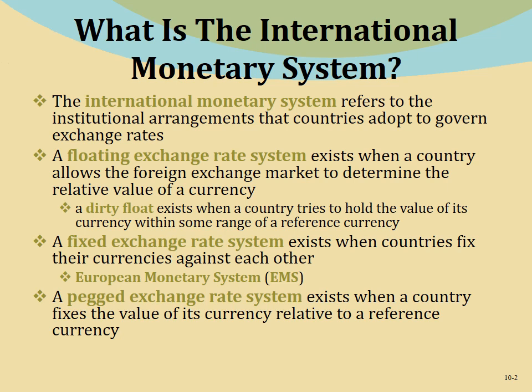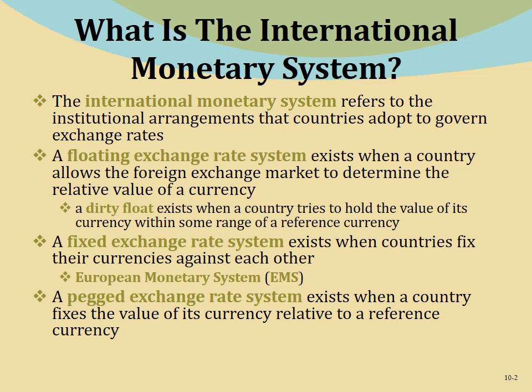In a dirty float, the value of currency is determined by market forces, but the central bank intervenes if it depreciates too rapidly against an important reference currency. Dirty floats exist. China has used this type of system since 2005. The yuan is allowed to float against a basket of currencies that includes the dollar, the euro, and the yen, but only within very tight limits.